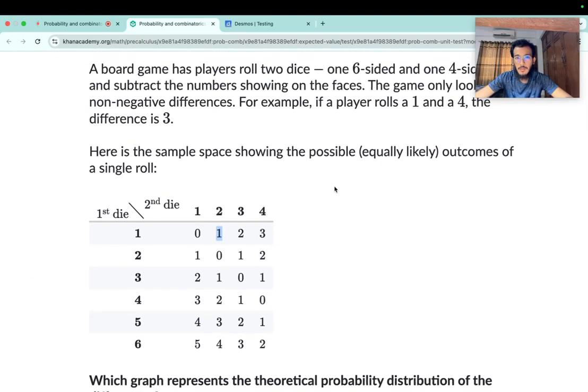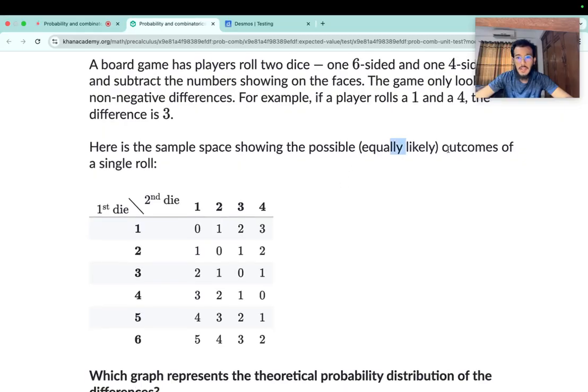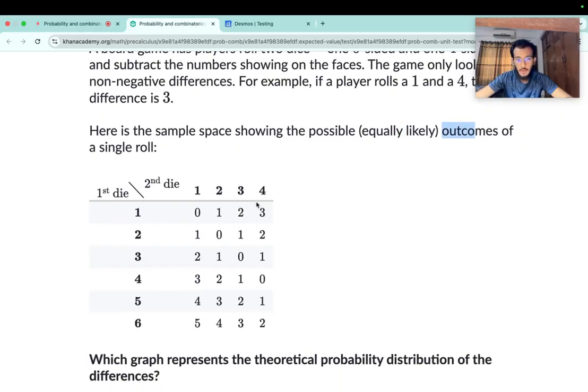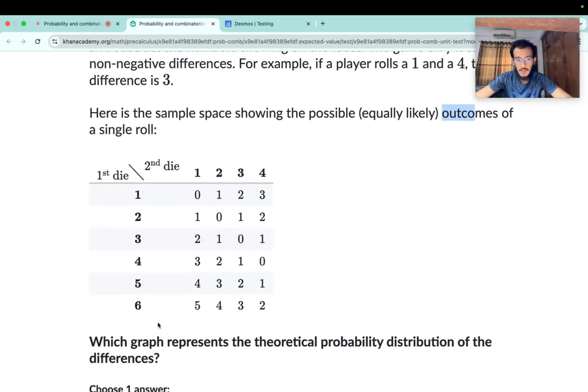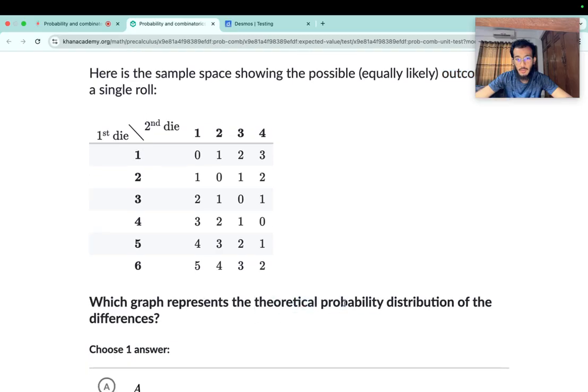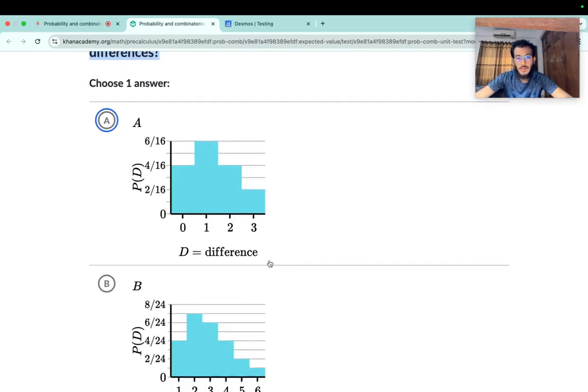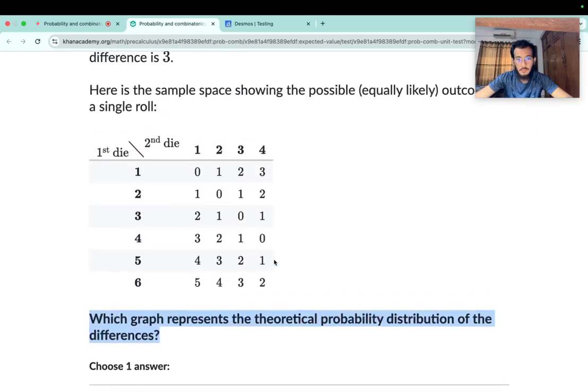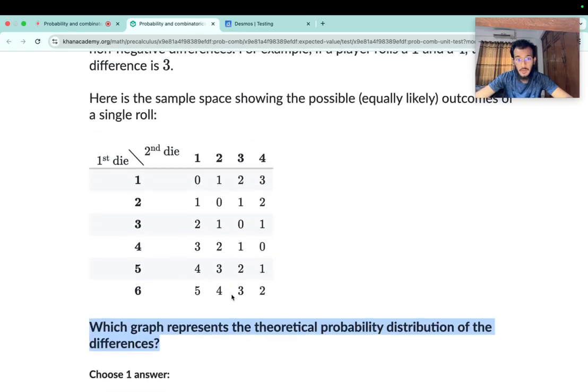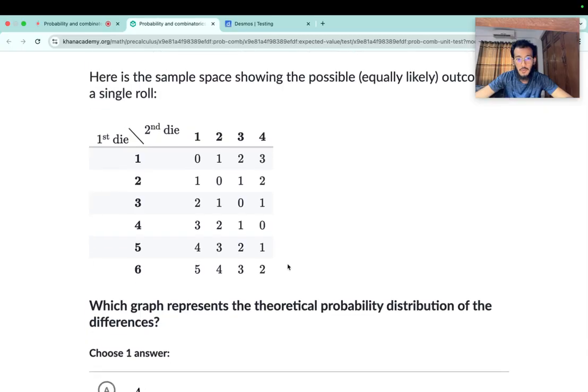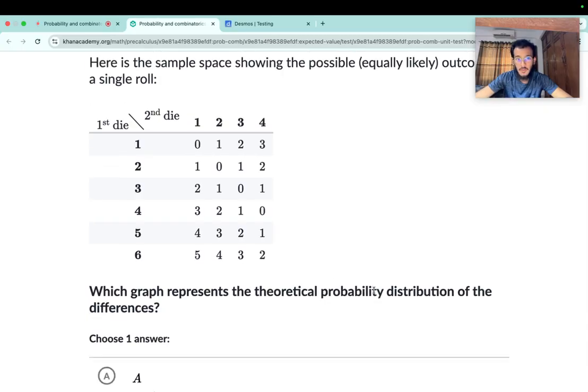So here's the sample space showing the possible equally likely outcomes of a single roll. Which graph represents the theoretical probability distribution of the differences, whether it's A, B, or C? Okay, so it's the difference, my bad. So if you have 6 in the first and then 1 in the second, 6 minus 1 is 5. Similarly, let's see another, 5 minus 3 is 2. So we want a theoretical probability distribution of the differences.